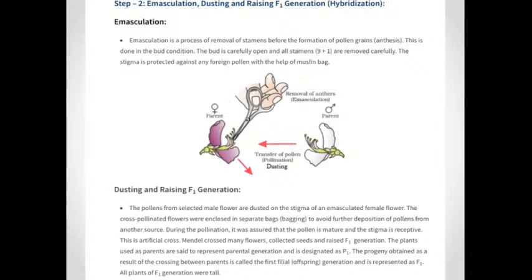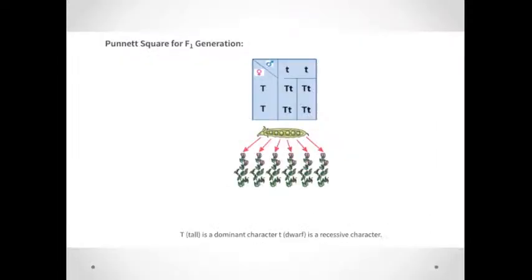For dusting and raising the F1 generation, pollen from the selected male flower is dusted on the stigma of the emasculated female flower. Like cut it from here, then put it on top. The cross-pollinated flowers were enclosed in separate bags to avoid further deposition of pollen. The plants used as parents are said to belong to the parental generation.